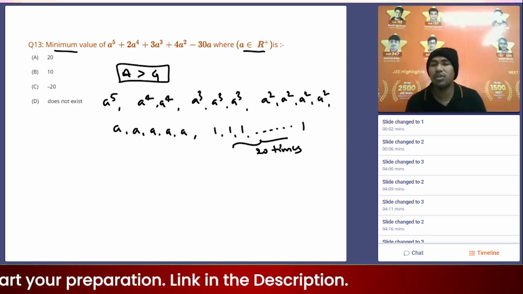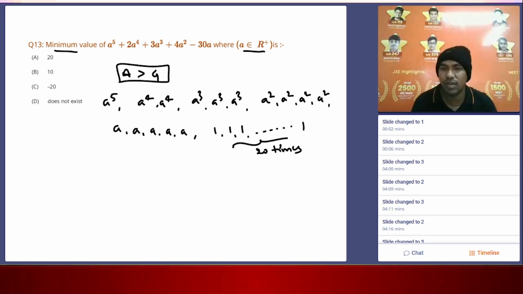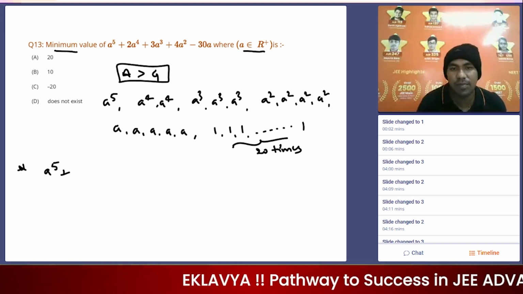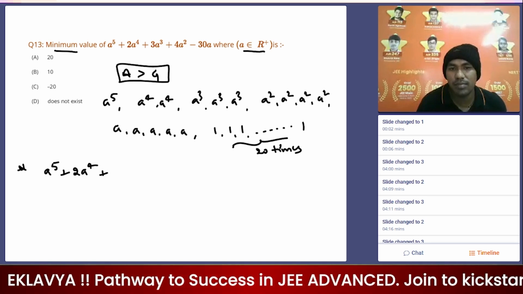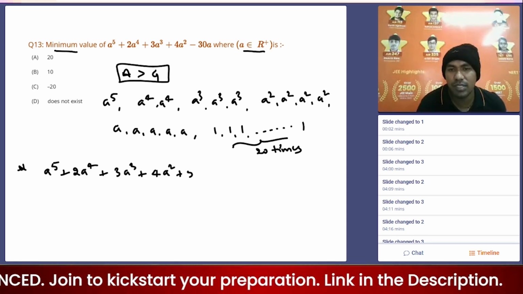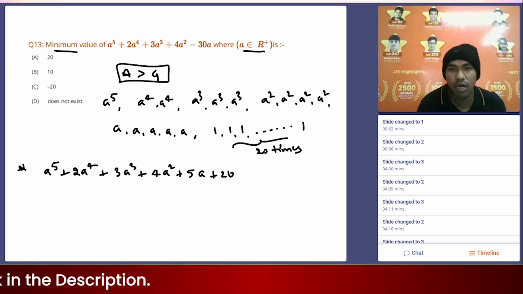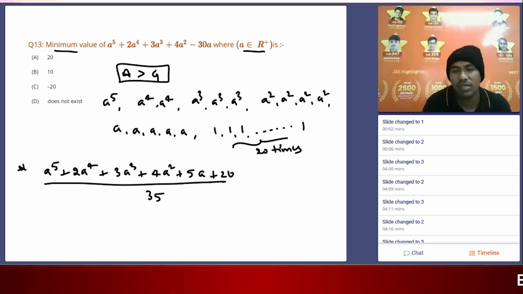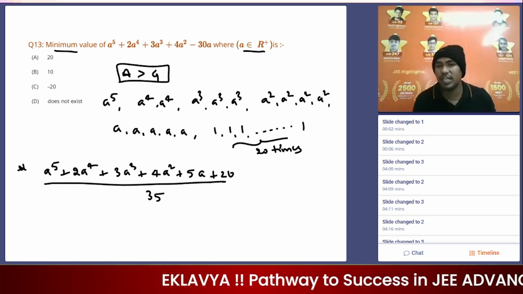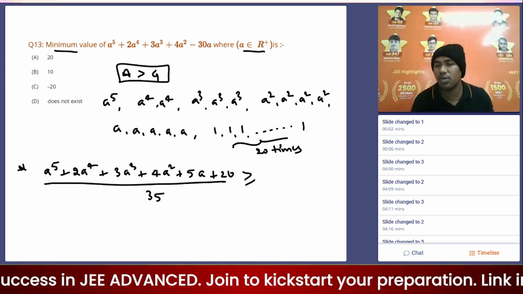Because in the AM-GM inequality, you take the sum value, which is greater than or equal to the product value. So now if you add all these values, you will get a^5 + 2a^4 + 3a^3 + 4a^2 + 5a + 20 over how many terms, 35. See, 5 plus 20 is 25, and this entire value if you add, that becomes 35. So it is greater than or equal to the product, all our values being positive.